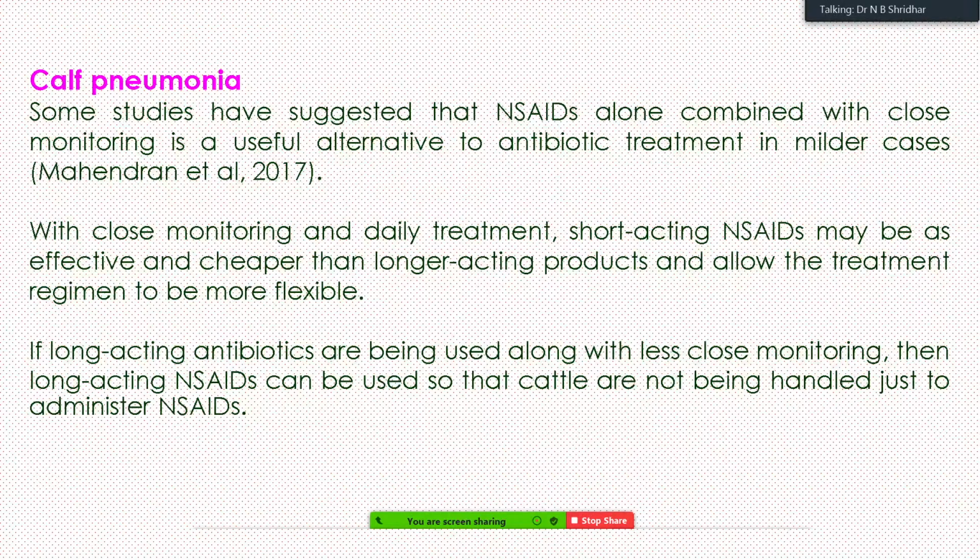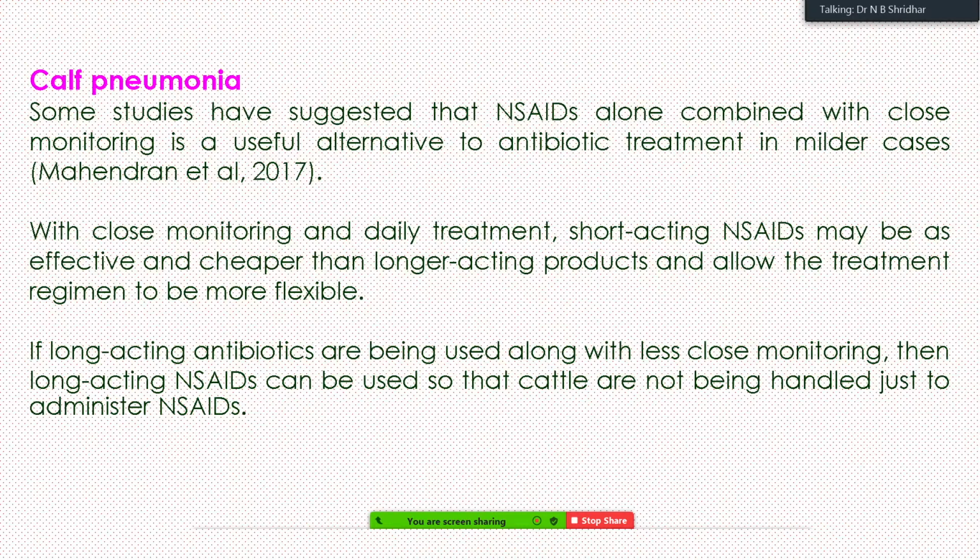And pneumonia with cough is one of the very common clinical signs in cattle. NSAIDs alone combined with close monitoring are a useful alternative to antibiotic treatment in milder cases. Of course, these NSAIDs can be used for the treatment of inflammation of the lung. Short-acting NSAIDs may be as effective and cheaper than the longer-acting products and allow the treatment regimen to be more flexible. So if long-acting antibiotics are being used along with less close monitoring, then long-acting NSAIDs can be used so that the cattle are not being handled just to administer the NSAIDs.